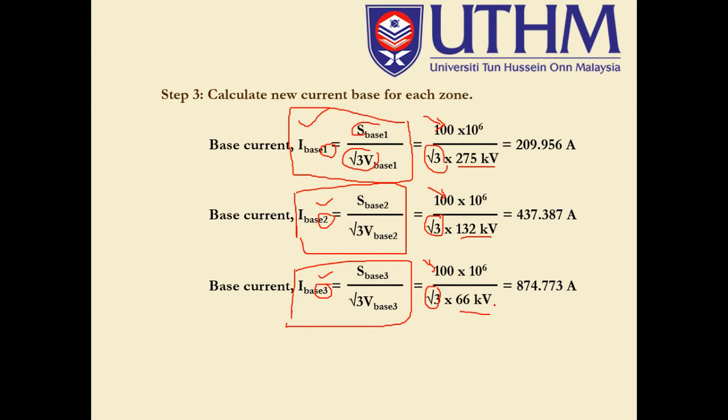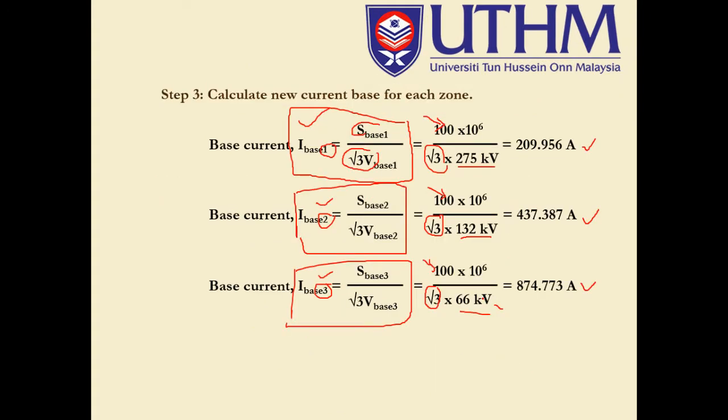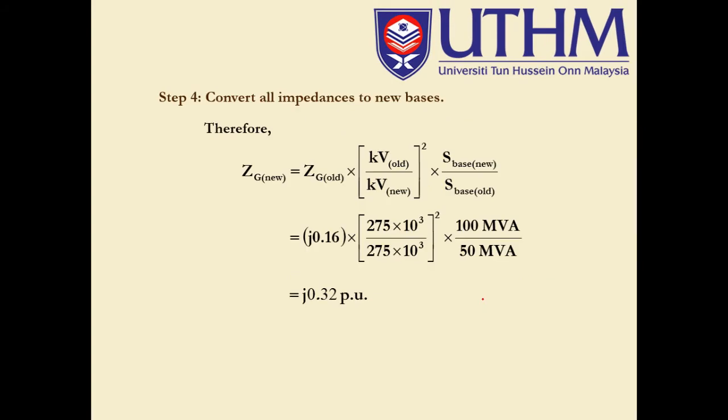Now we come to I base 1, I base 2, and I base 3. So we are done with the new Z base, and we are done with I base. Now step number 4, we convert all impedances to new bases.